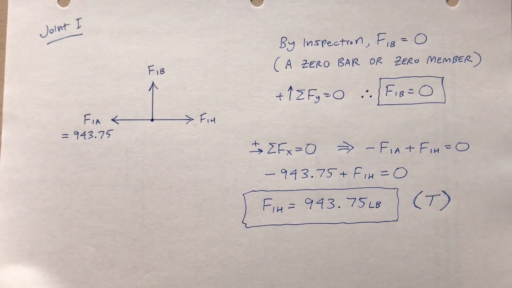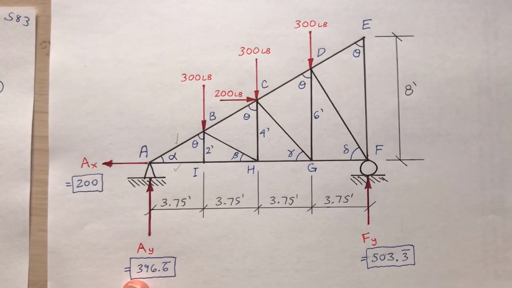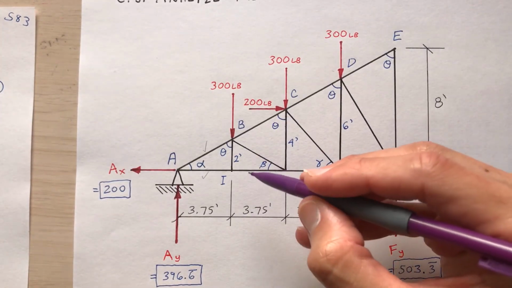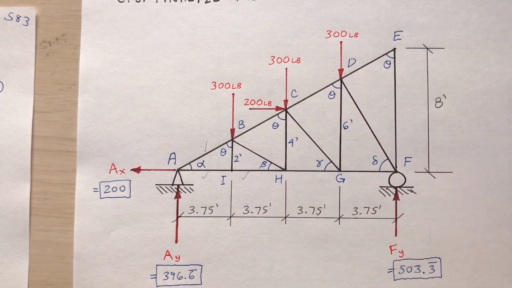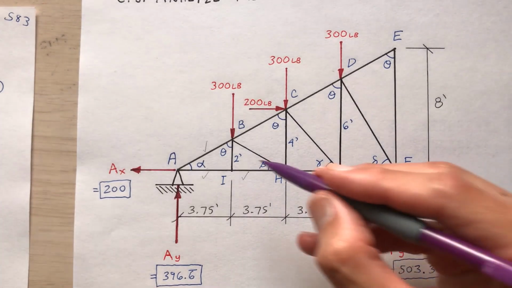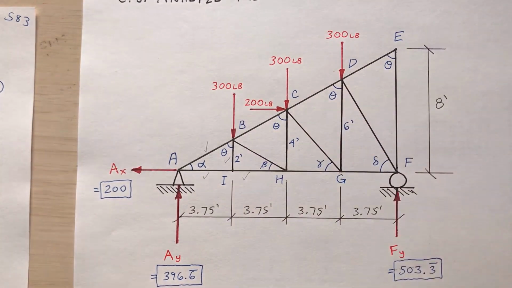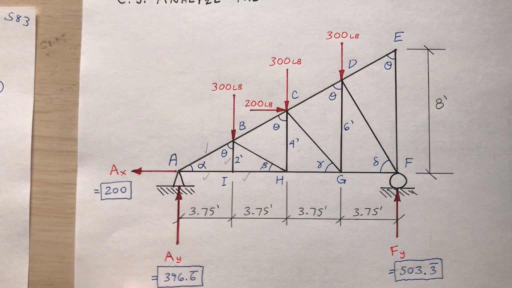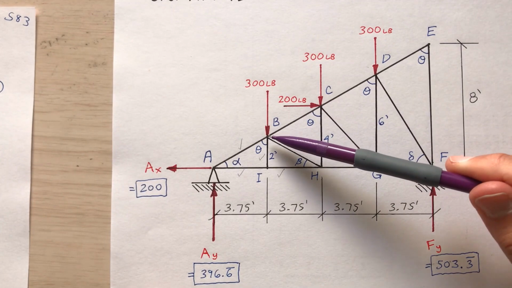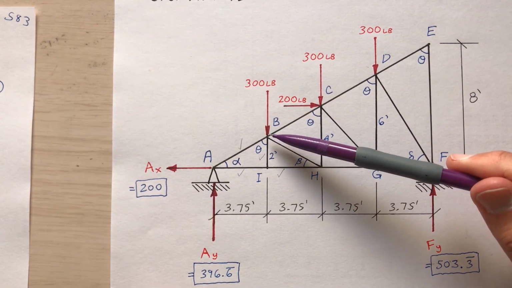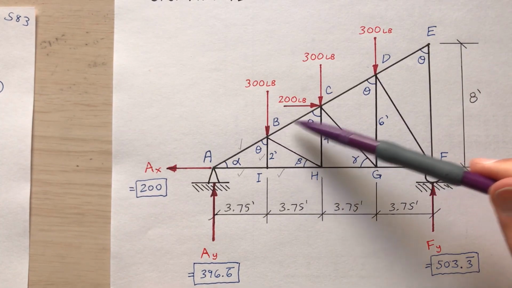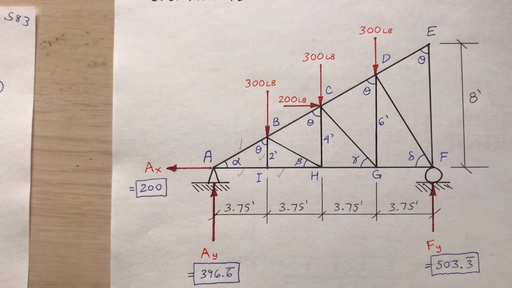Okay, so let me go back to my original drawing. So F sub IH, same thing as F sub HI. I got this bar, and I got F sub IB, that's a zero member. I got that one. So can I now analyze joint B? Okay, get a good look at joint B. I'm going to take that one out. Okay, it looks like I'll have two unknowns, F sub BH and F sub BC. So the next slide will be analysis of joint B.